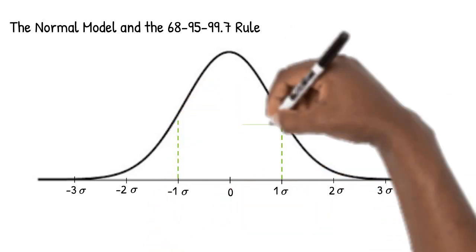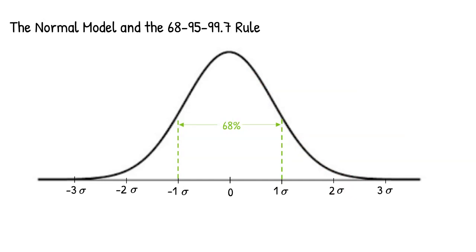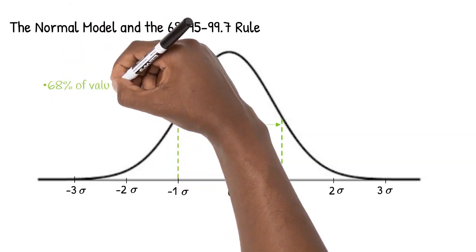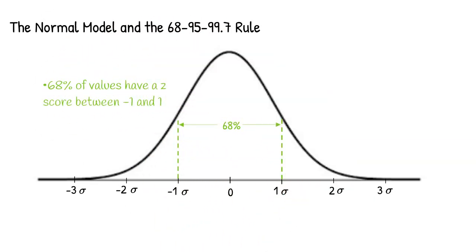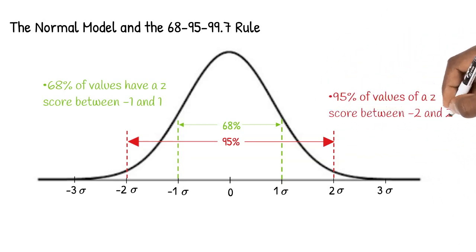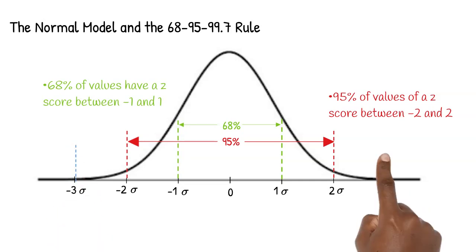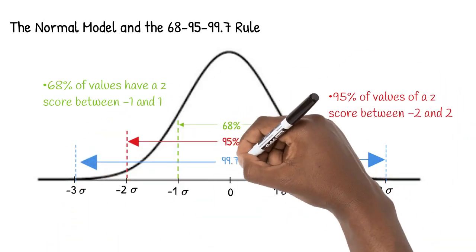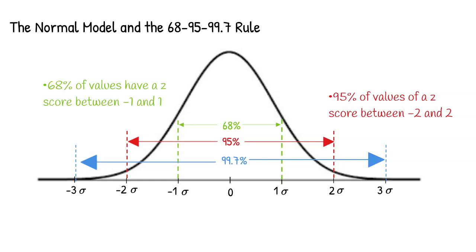The model goes into even more detail, telling us that 68% of the values are within 1 standard deviation of the mean. In other words, 68% of the values have a z-score between -1 and 1. 95% of the values are within 2 standard deviations of the mean. In other words, 95% of the values have a z-score between -2 and 2. 99.7% of the values are within 3 standard deviations of the mean. In other words, 99.7% of the values have a z-score between -3 and 3.